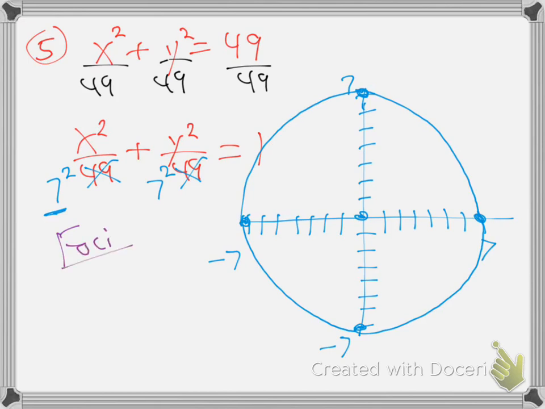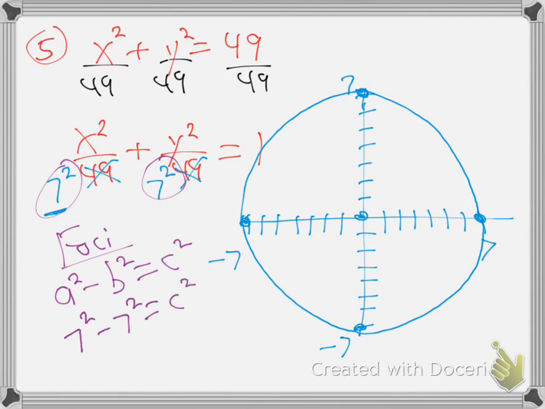Let's find the foci. So the foci equation, the two focus points equations, a squared minus b squared is c squared. It's 0. Good job. So the a squared and the b squared, that's what's underneath x and y. Everybody making sense of that? The a squared and the b squared are always underneath x and y. So that's going to be 7 squared minus 7 squared is c squared. That's going to be 0. So root it. The square root of 0 is still just 0.